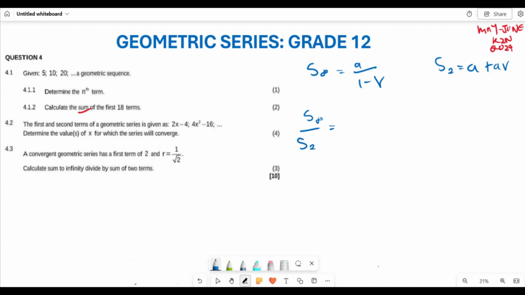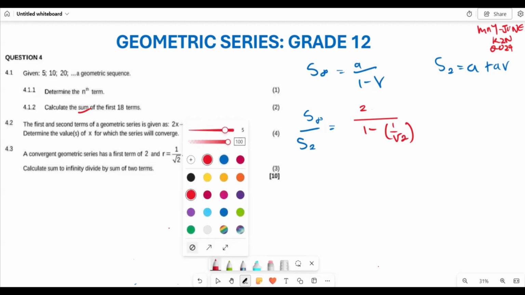Now what is it that I'm going to have here? If I start with my sum to infinity, what is my a? Remember the a is given by 2. This is going to be divided by what? They said this is a convergent series, right? So this is 2 subtract, what was the ratio here? This is 1 over root 2. Are we all fine, right?